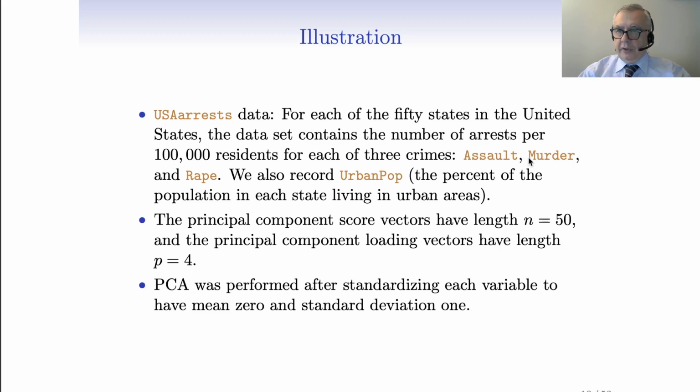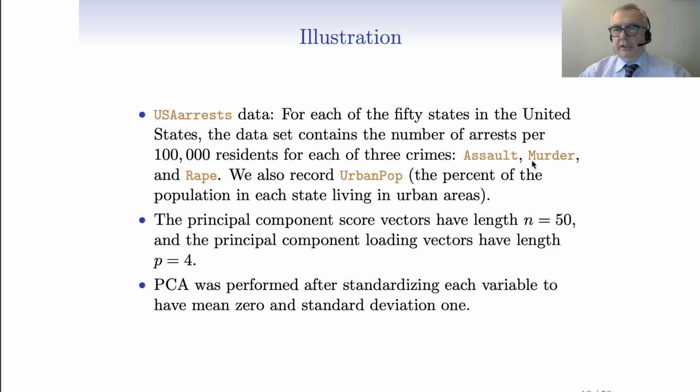And therefore, in our data set, we have 50 observations, one for each state, and the number of features is 4. So we have a matrix X which has n rows and 4 columns, and we can perform PCA after standardizing the variables so that they have 0 mean.